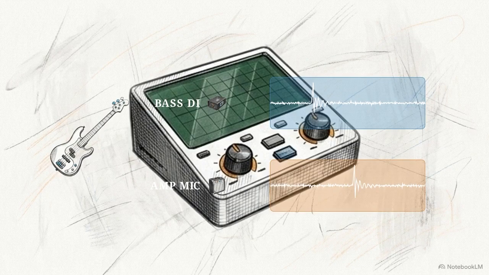Here we see two digital audio tracks, like a bass DI and an amplifier mic, with sharp transient spikes that are slightly misaligned in time. By manually grabbing the later track and sliding it to the left until the two spikes lock into perfect vertical alignment, you physically sync the low frequencies back together.